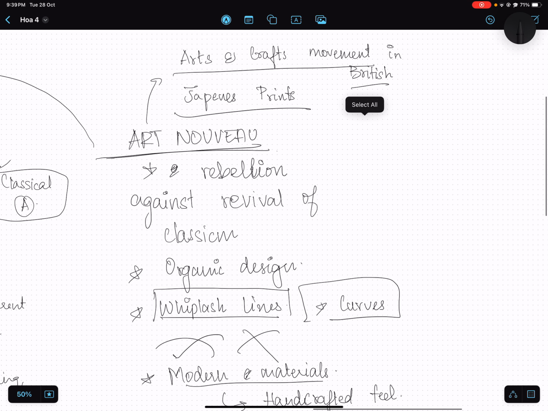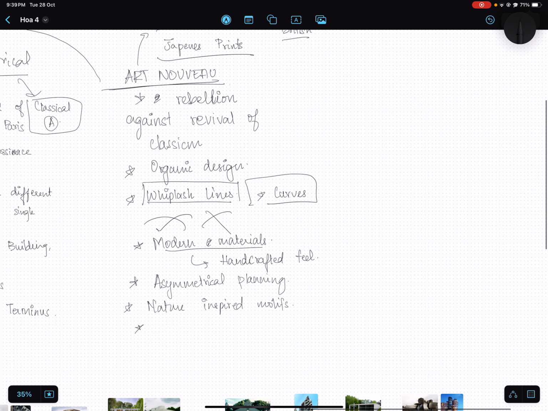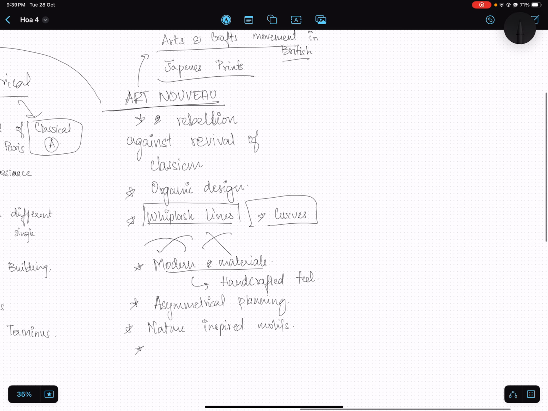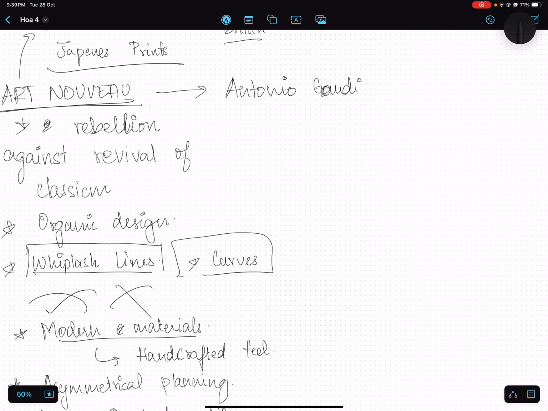Now if you see famous architects that followed Art Nouveau, one straight off is Antonio Gaudi. His famous Sagrada Familia, all his structures are almost Art Nouveau. Then we have Tadao Ando. Sorry, not Tadao Ando, Tadao Ando is a different style. We have Victor Horta's Tassel House.